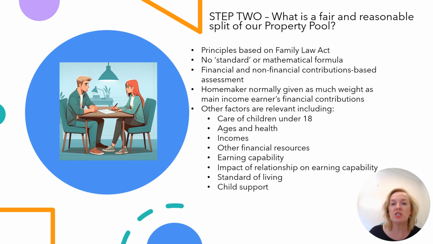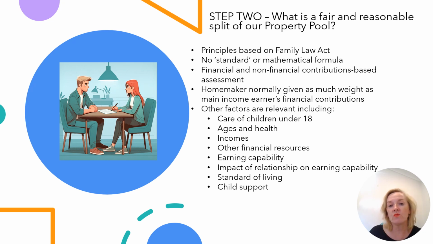At the end of this step, a percentage is assigned to each party's contributions to the property pool. Often in a long relationship, this will be considered equal, but not always. The contributions-based percentage can then be adjusted as a result of other factors that need to be considered. Not all factors will be relevant in every case. They include whether either of you has the care of children under 18 and what the parenting arrangements look like, each of your ages and state of health, each of your incomes, whether either of you have access to financial resources such as income from a family trust, each of your earning capacities, how the relationship has affected your earning potential. One example of this is where one of you has put your career on hold to care for your children and to support the other parent improving their career.